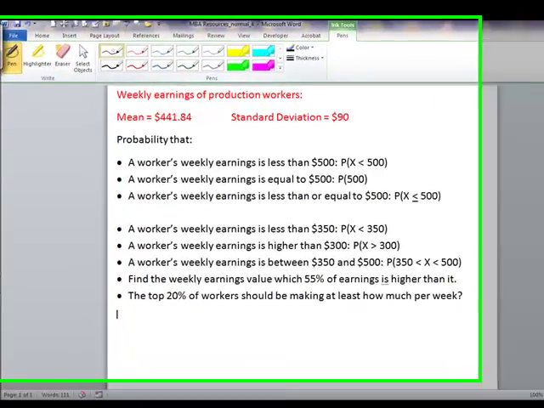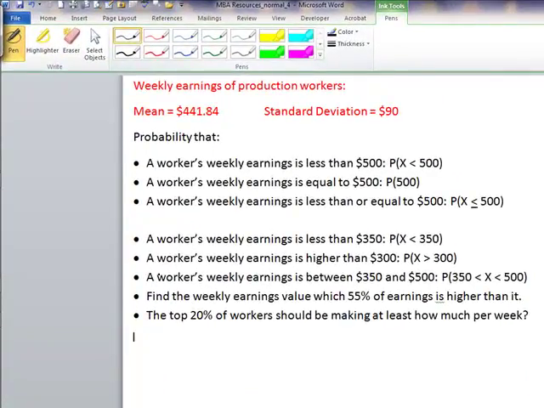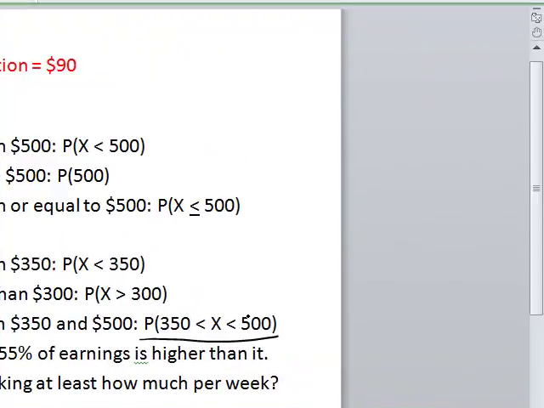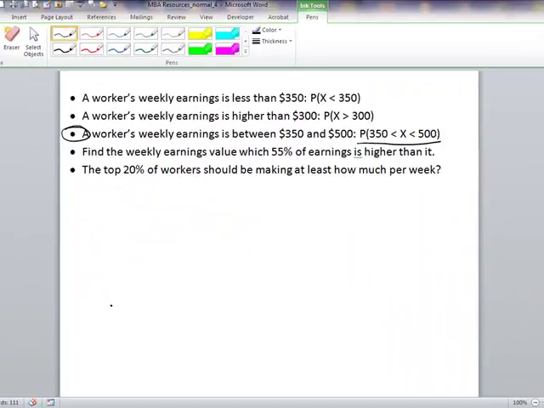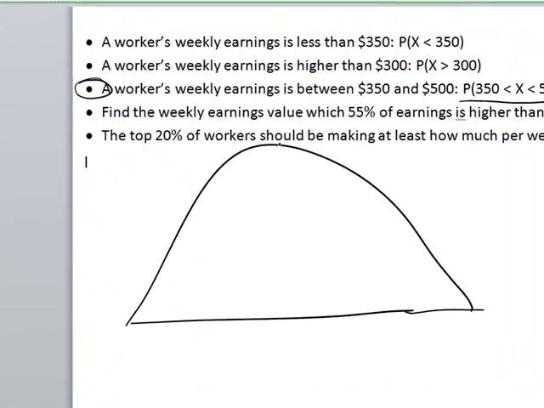In this video, I will demonstrate the solution to this problem, where we are looking for the probability that x falls between two values. So, as a result, we must compute two z-values. Draw your curve. The mean is $441.84. The standard deviation is 90.